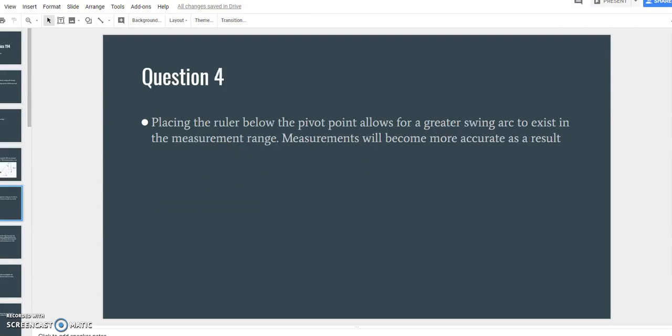Question 4. What is the benefit of putting the paper ruler further down below the pivot point? Placing the ruler further below the pivot point allows for a greater swing arc to be measured, and these bigger measurements may lead to more accurate values as a result.